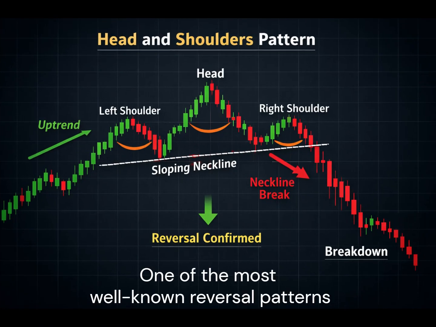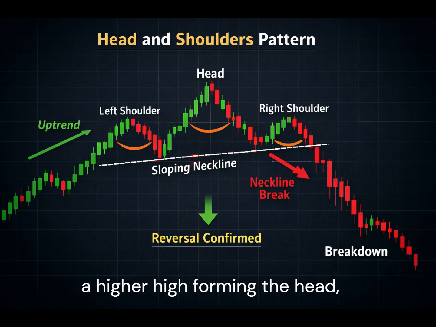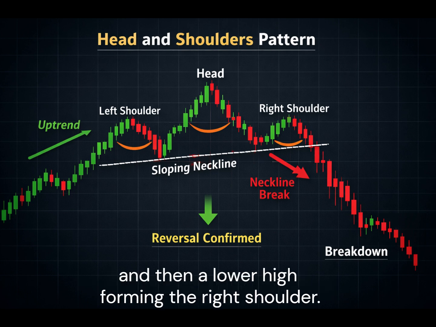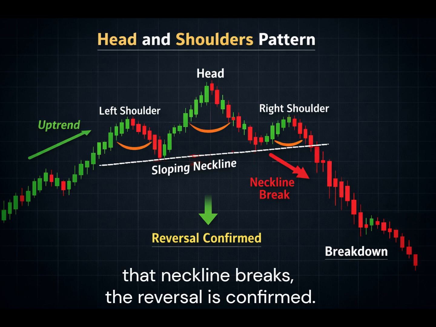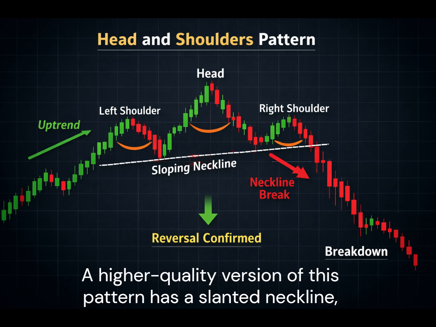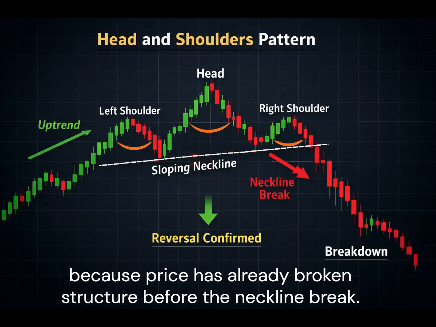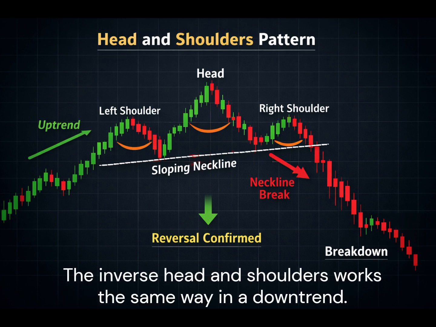One of the most well-known reversal patterns is the head and shoulders pattern. It starts with an uptrend, followed by a left shoulder, a higher high forming the head, and then a lower high forming the right shoulder. The swing lows create the neckline, and when that neckline breaks, the reversal is confirmed. A higher quality version of this pattern has a slanted neckline because price has already broken structure before the neckline break. The inverse head and shoulders works the same way in a downtrend.